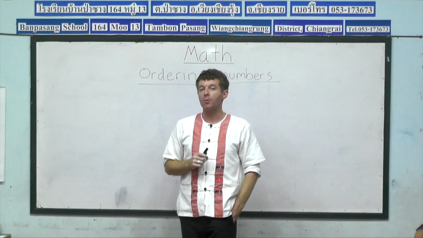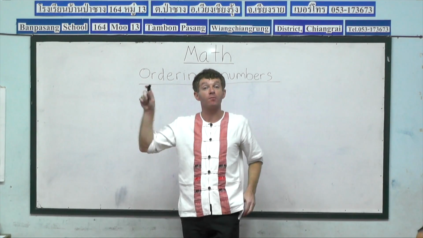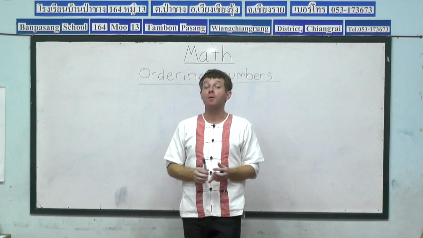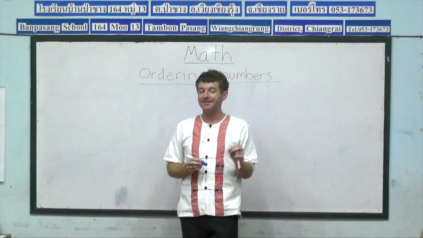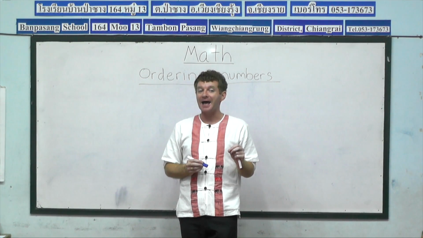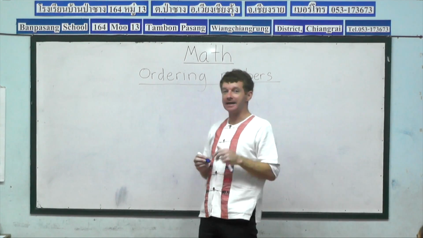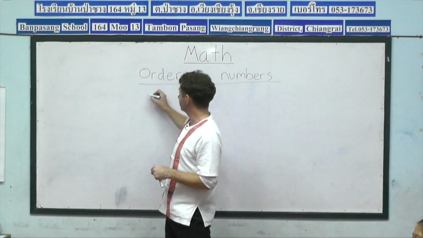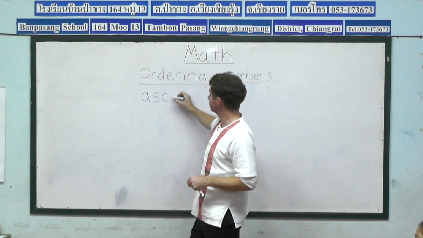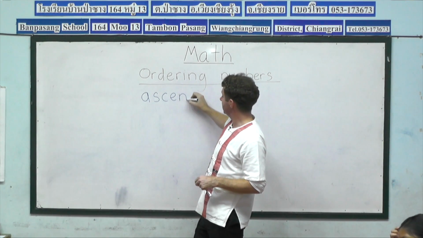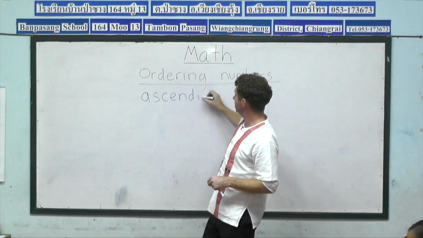Now remember, I said there are 2 main ways of ordering numbers. The first way we're going to practice is to go from the smallest number to the biggest. Does anybody remember? Smallest to biggest. Begins with ascending. Okay? So we've got ascending, A-S-C-E-N-D-I-N-G.